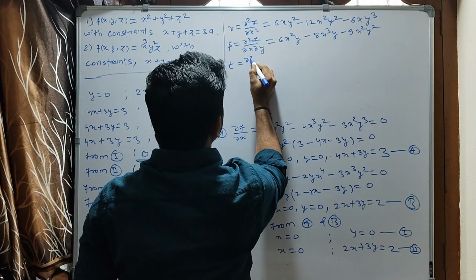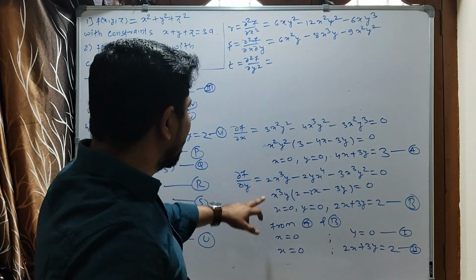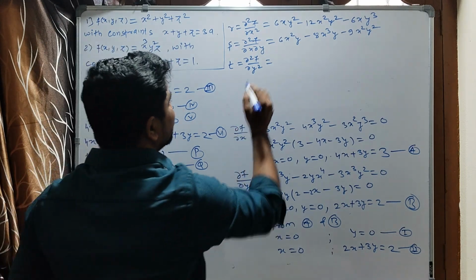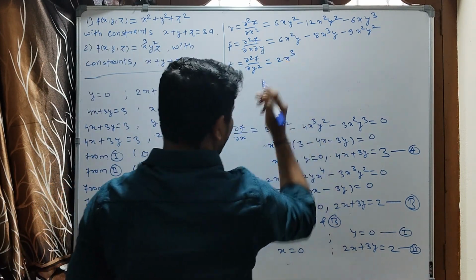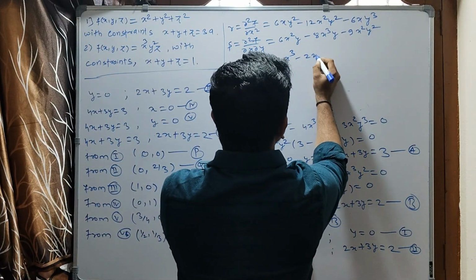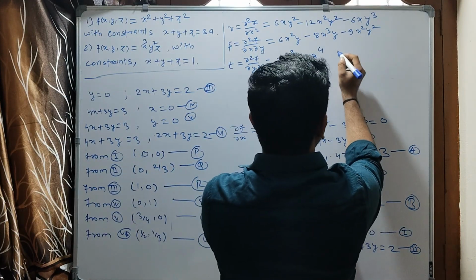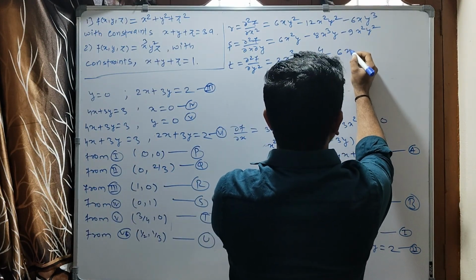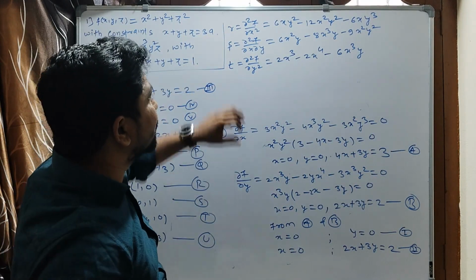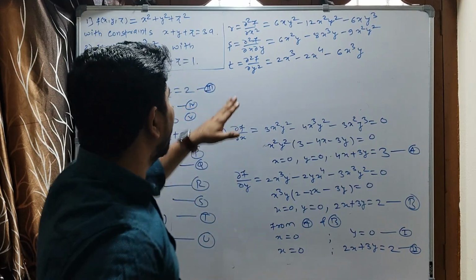Now I want to find t, equal to del 2 f by del y square. This is my del 2 f by del y square, which is 2x cube minus 2x to the power 4, minus 6 x cube y. Now this is my r, this is my s, and this is my t. Now I want to check the nature of my function at each and every point.